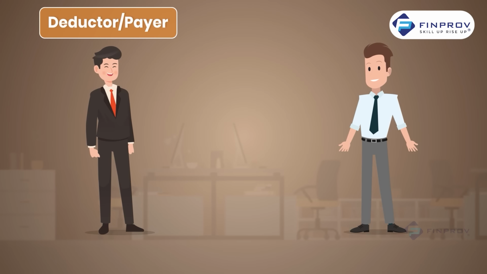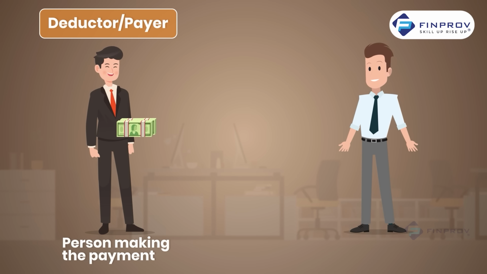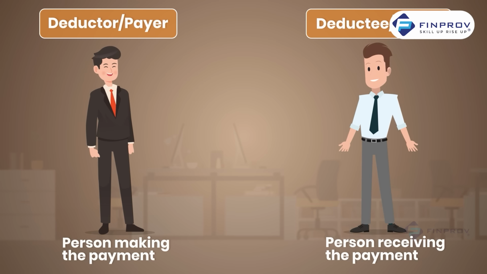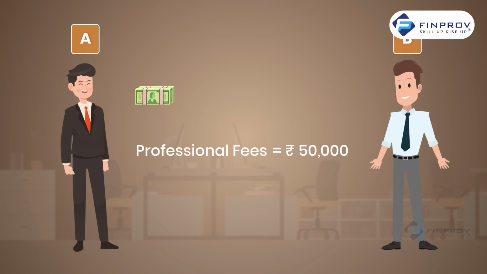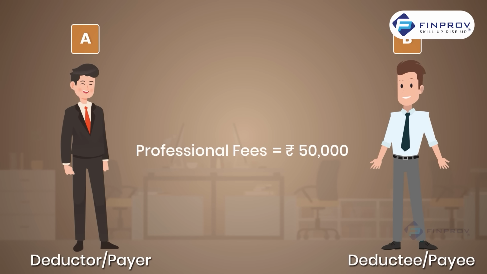Now, who are the parties involved in a TDS transaction? There is a deductor, that is a person making the payment is called the deductor, and there is a deductee, the person receiving the payment is called the deductee. Let's look at an example. 50,000 rupees is paid as professional fees by A to B. So A is the deductor or the person making the payment and B is the deductee.